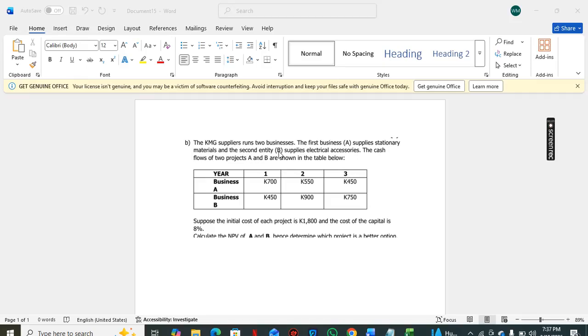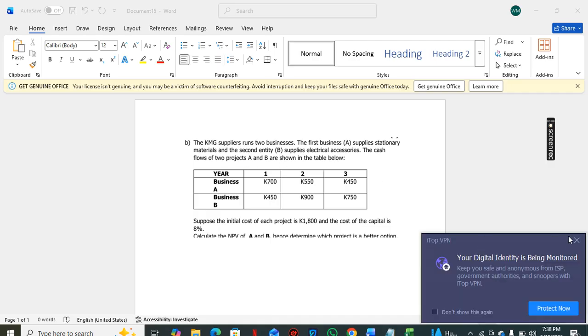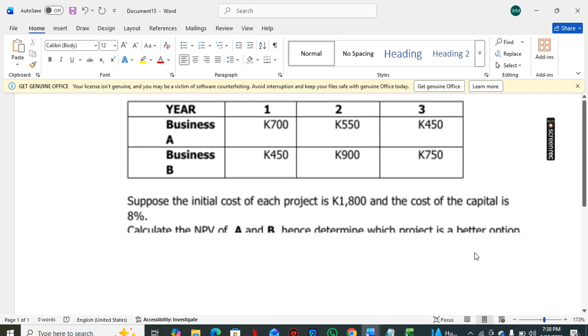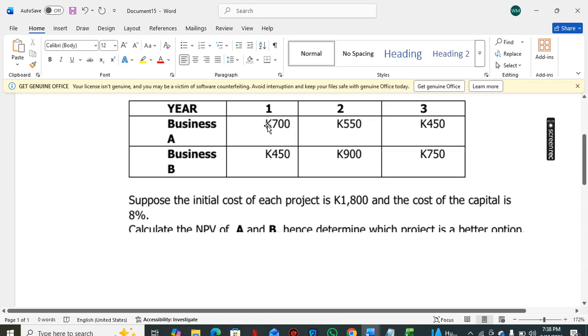Second entity B supplies electrical accessories. The cash flows of the two projects A and B are shown in the table below. Okay, so for business A, in year 1, you're going to make 700 kwacha. In year 2, 550 kwacha. Year 3, you're going to make 450 kwacha. That's what this table is telling us.